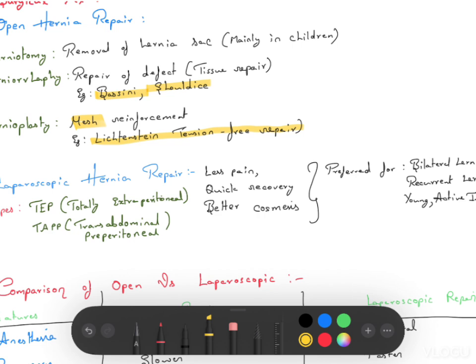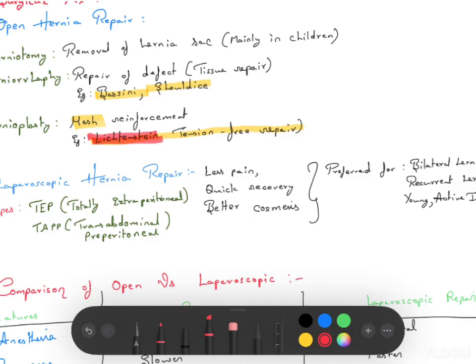First of all we are going to discuss the Lichtenstein repair. This is the gold standard open repair, the most important operation for exams. The indication is primary inguinal hernia, mostly in adult patients. We give the patient a supine position. The anesthesia can be local, spinal or general, based on patient age and conditions. Next we make the incision, oblique and parallel to the inguinal ligament.